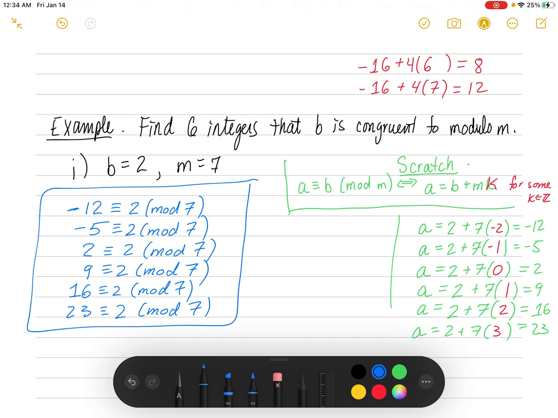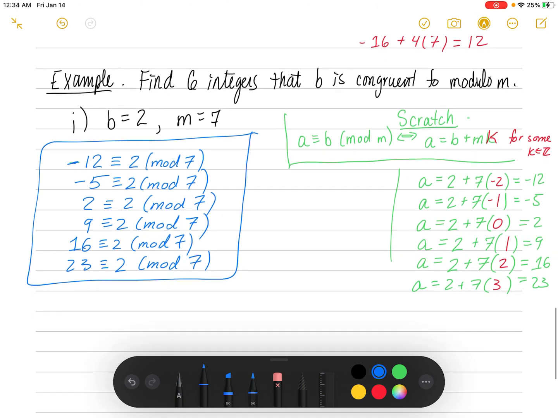So our answers are here in blue. I found 6 integers that 2 is congruent to modulo 7. -12 is congruent to 2 mod 7. -5 is congruent to 2 mod 7. 2 is congruent to 2 mod 7. 9 is congruent to 2 mod 7. 16 is congruent to 2 mod 7. 23 is congruent to 2 mod 7.